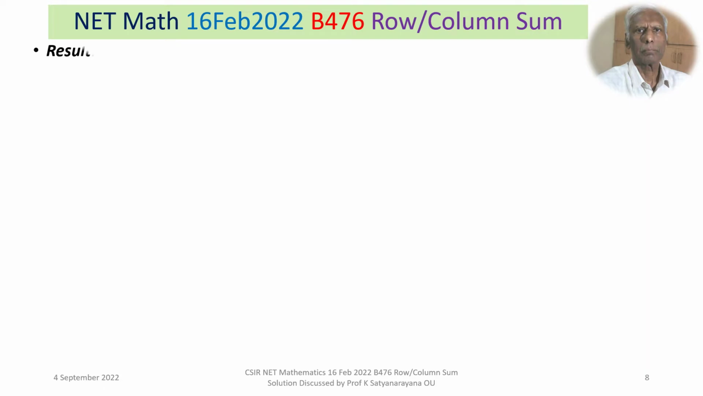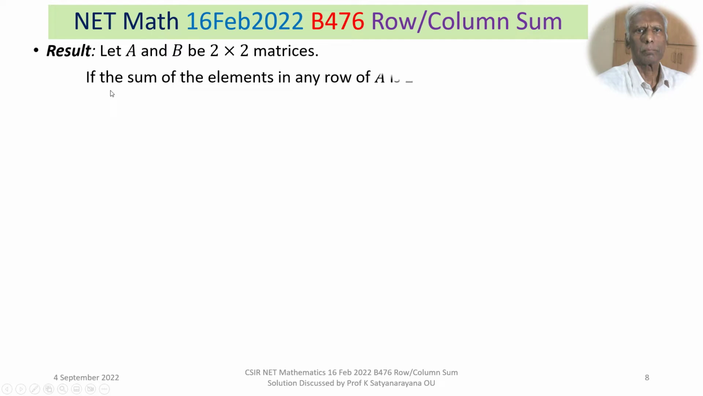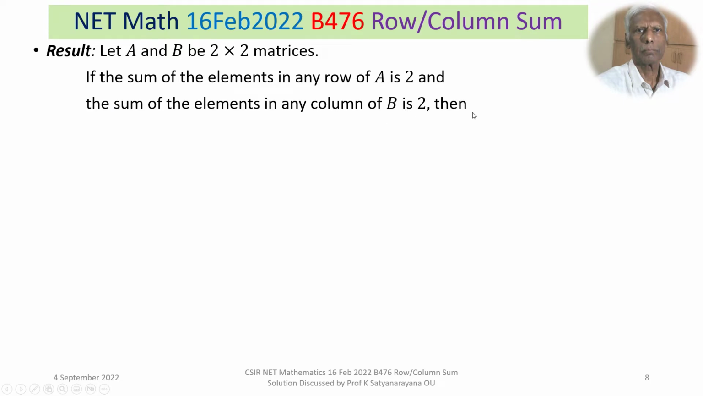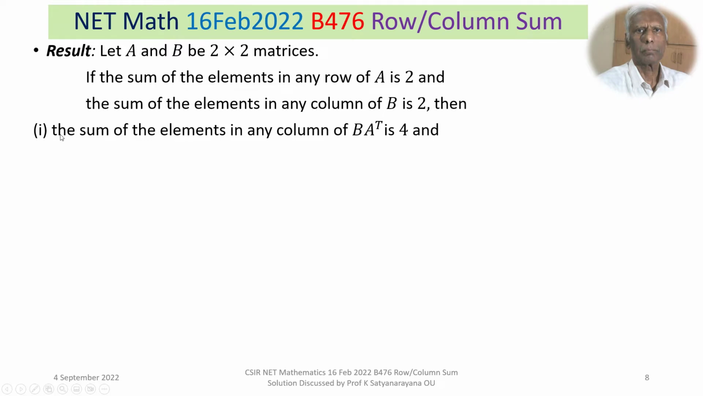So what's our result? Our result is this. Let A and B be 2 by 2 matrices. If the sum of the elements in any row of A is 2 and the sum of the elements in any column of B is 2, then the first conclusion is that the sum of the elements in any column of BA transpose is 4. That is, the column sum of BA transpose is 4. And the second one is I minus 1/4 BA transpose is singular.